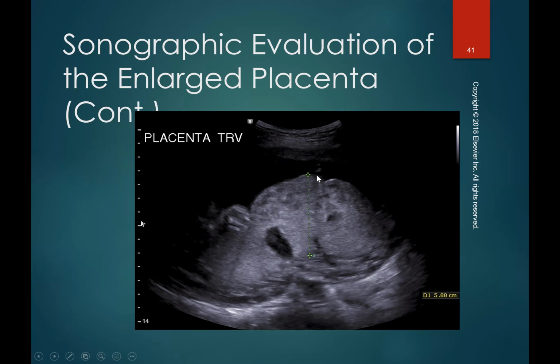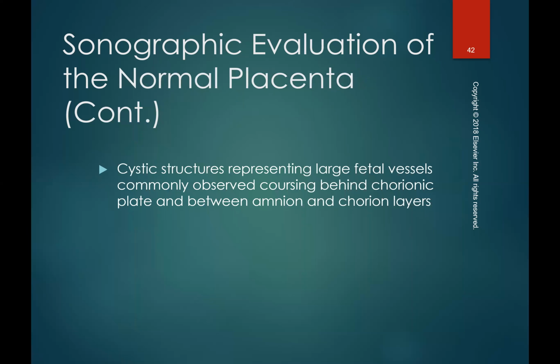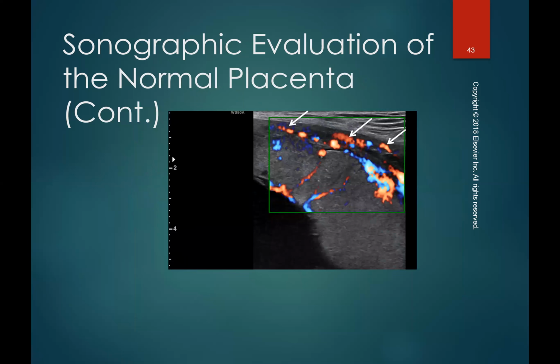This is an enlarged placenta. If you look at it, it's 5.88 centimeters. You can also see what we're talking about, these sonolucencies. Placental lakes is what they are called. And the placenta just isn't as pretty. That tends to happen more after 20 weeks. Cystic structures representing large fetal vessels are commonly observed coursing behind the chorionic plate and between the amnion and chorion layers. Here's more vascular flow behind the placenta. We want to see that.